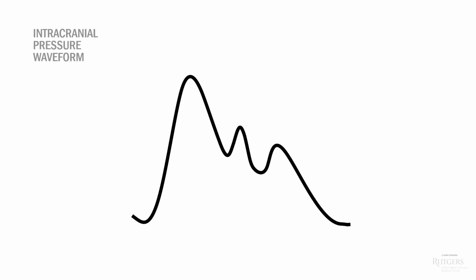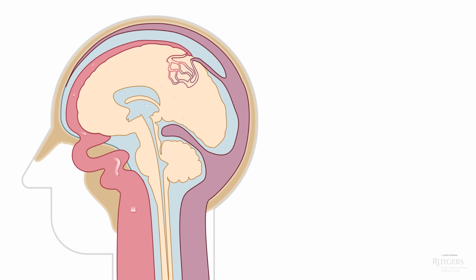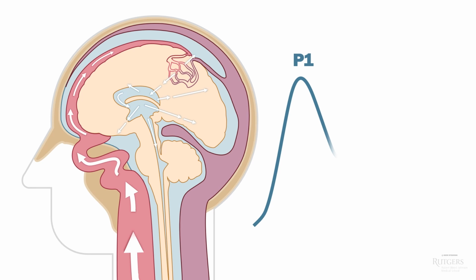The intracranial pressure waveform has 3 peaks: P1, P2, and P3. P1, or percussion wave, is associated with the arterial pulsation. P1 is normally the dominant peak and synchronous with the systolic peak of the arterial blood pressure.